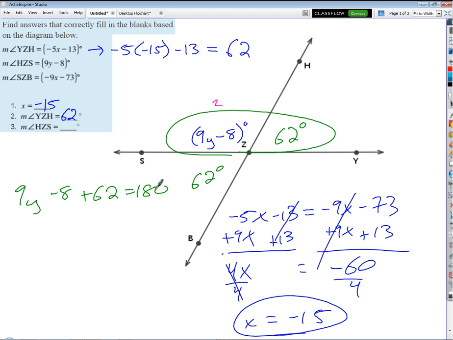But do we even really need to solve for y here? No, we don't, do we? Because look what the question's asking. It's asking for the measure of angle HZS. Maybe we don't even need y. If this angle has a measure of 62, what's the measure of that angle? 118, because that's 180 minus 62, right? These two have to add up to 180, so we could really take a shortcut here. We don't even need that stuff because these add to 180. That's 118 degrees, and that's our other answer. Make sense? Okay, so now let's look at one more.